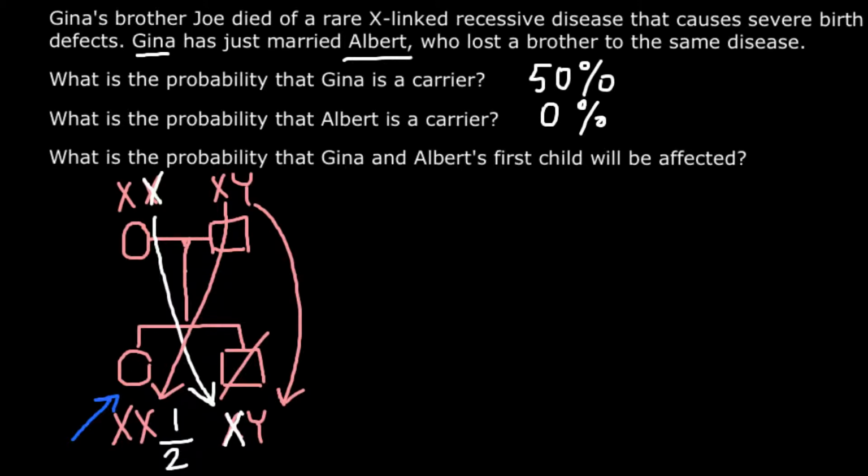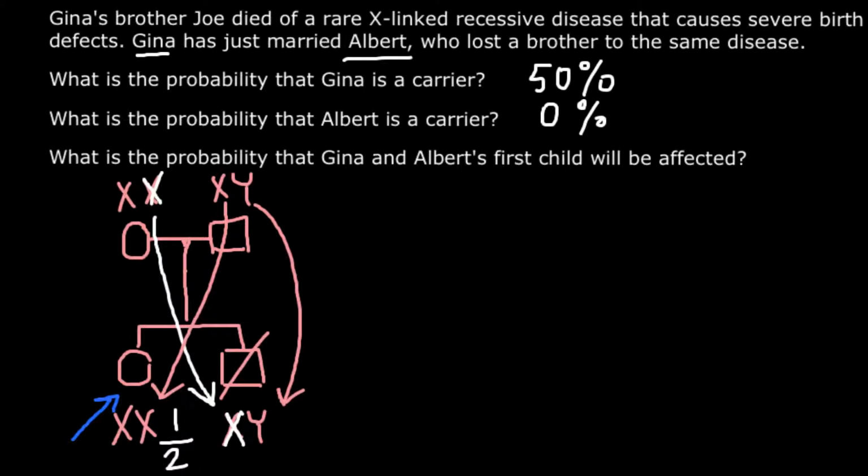And the next question: what is the probability that Gina and Albert's first child will be affected? And this is probably the most interesting question here because it's relatively easy to answer the first two questions, but the last one would be a little bit tricky. So in order to show you how to solve this last question, let me build a Punnett square.